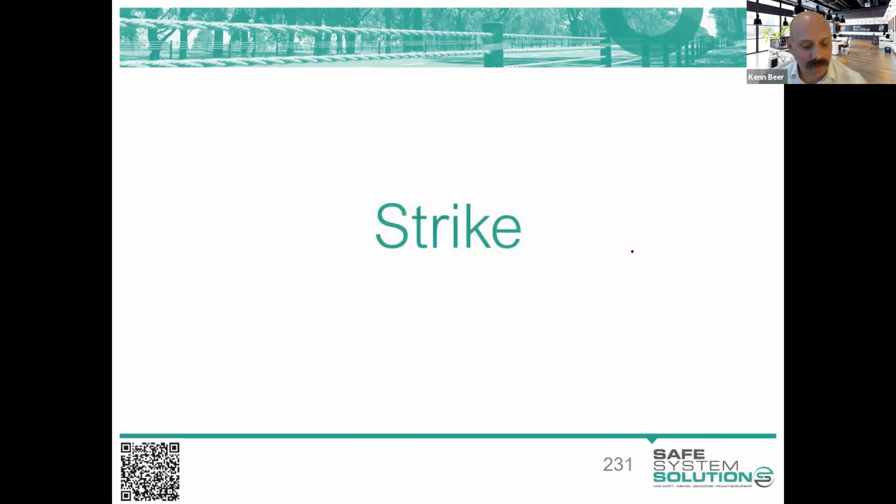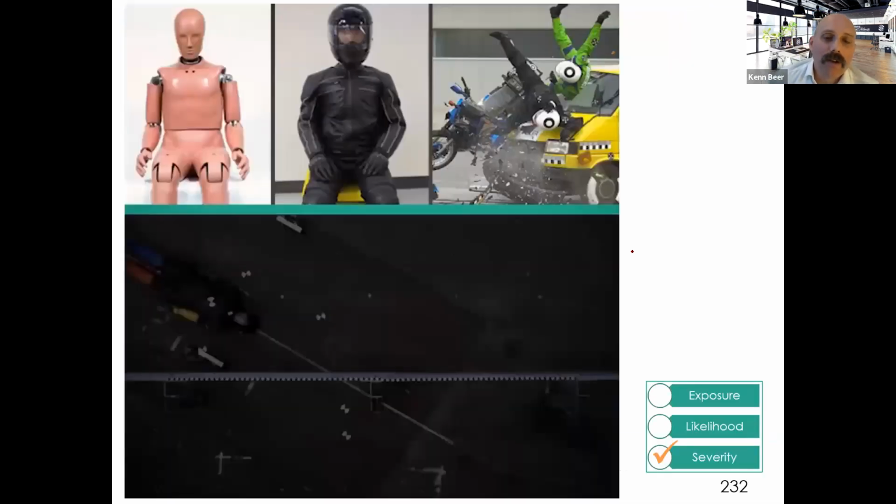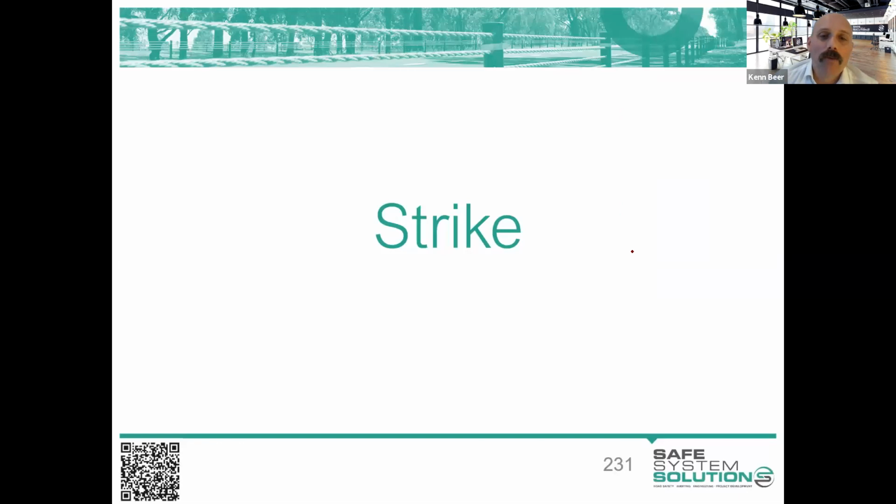Strike. So motorcyclists hitting any object are at a high chance of injury or death, any rigid objects. Barrier systems are what we usually put in place to deflect the energy for road users. And for motorcyclists, though, that can be a challenge. We can be adding a strike hazard in there.